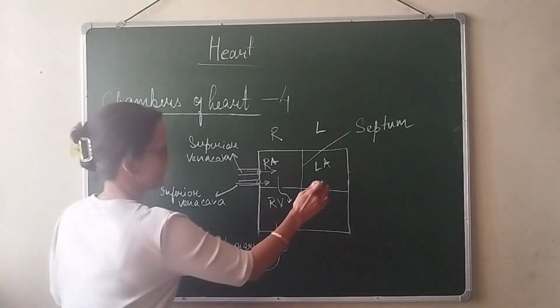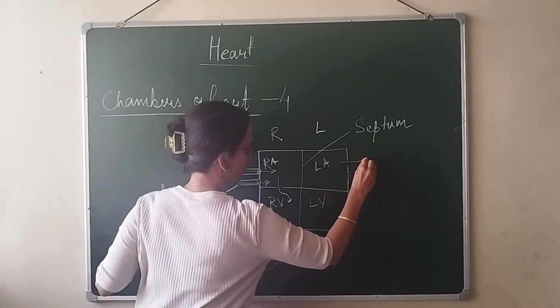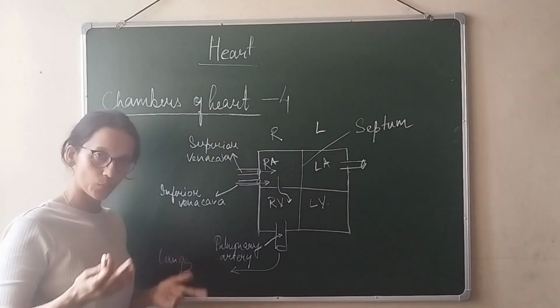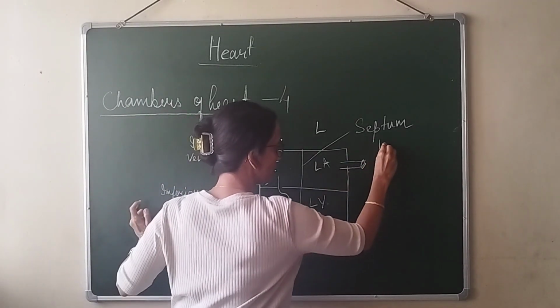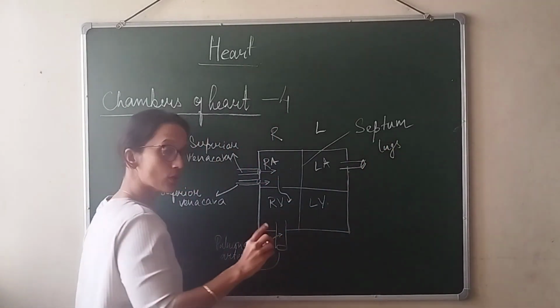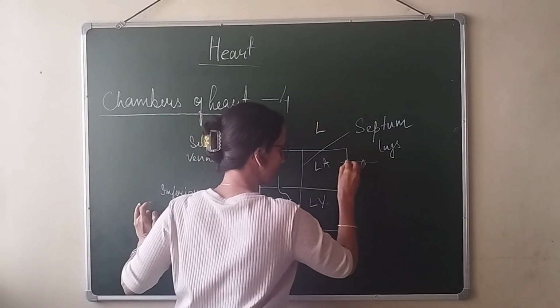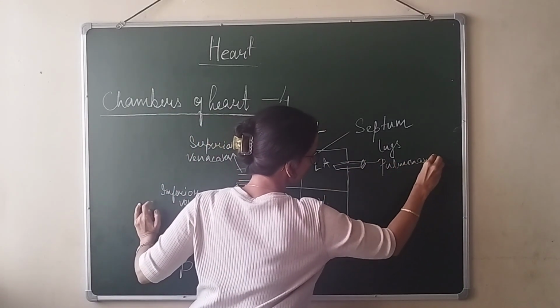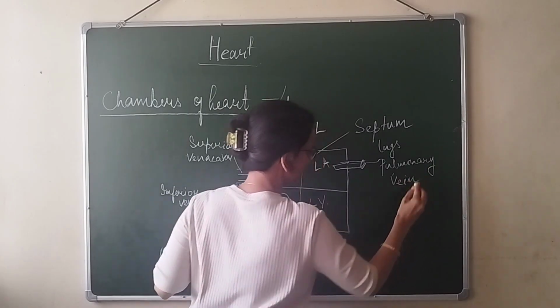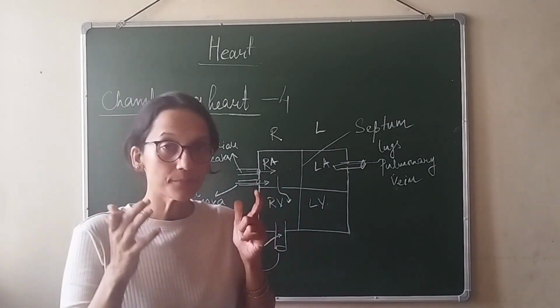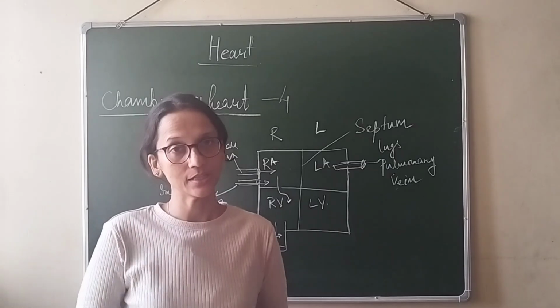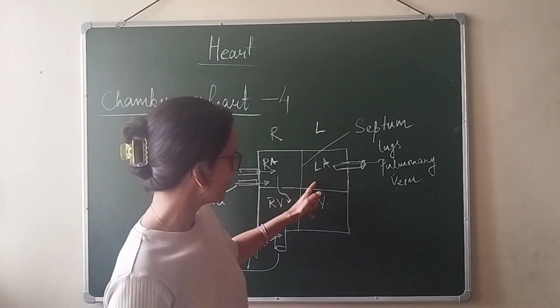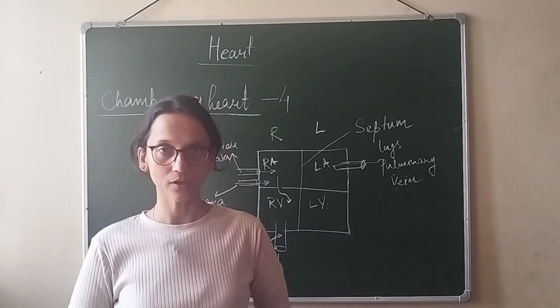Now let us go to the other side. The left side basically collects oxygen rich blood, from where there is only one organ which can do that, which is lungs. And what will be the name of this pipeline? It will be pulmonary vein. So pulmonary vein is bringing fresh oxygenated blood from the lungs to the left atrium of the heart.